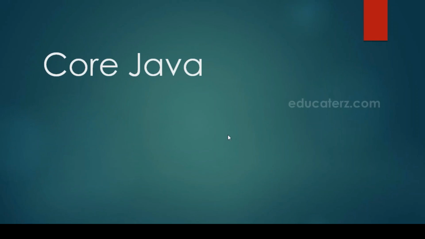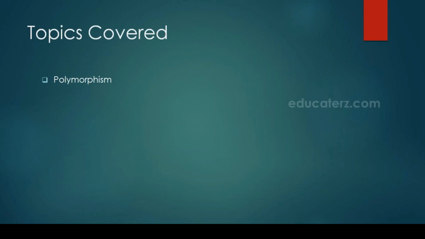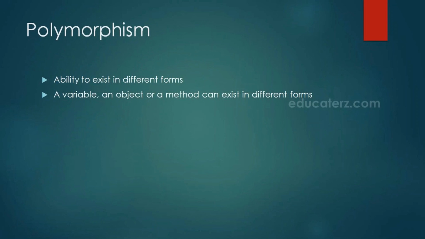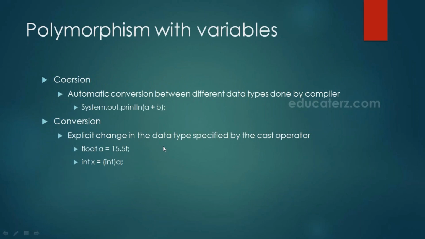In this video, we are going to learn about polymorphism. We all know that polymorphism came from the two Greek words, poly meaning many and morphos meaning forms. So the ability to exist in different forms is called polymorphism. In Java, a variable, an object, or a method can exist in different forms. So let's see what is polymorphism with variables.